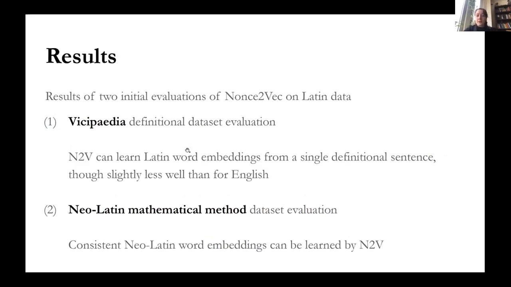So let's have a brief look at the results of these two tasks. The first task shows that non-stufec learns word embeddings from our Neo-Latin dataset slightly less well than for English. This is compared to the results that Herbolo and Baronis had on the English Wikipedia dataset. This difference in performance might be due to the inflected nature of the language. And then the second task shows that consistent word embeddings can be learned from our tiny Neo-Latin dataset by non-stufec. So vectors for the same word learned over different parts of our tiny corpus are similar to each other.